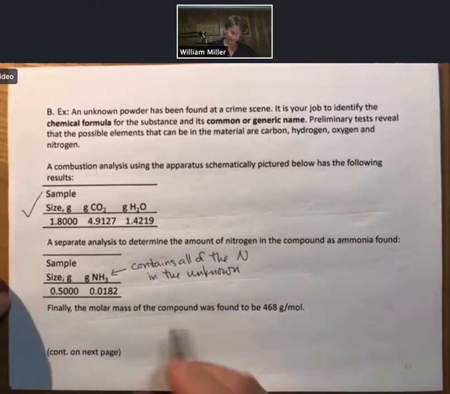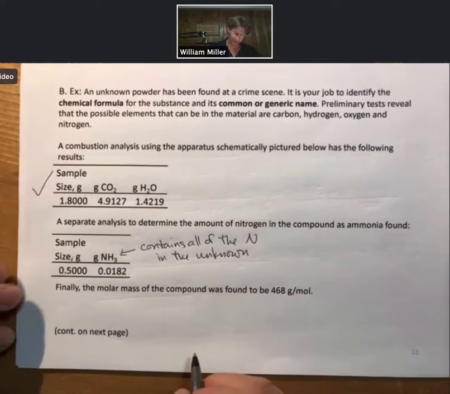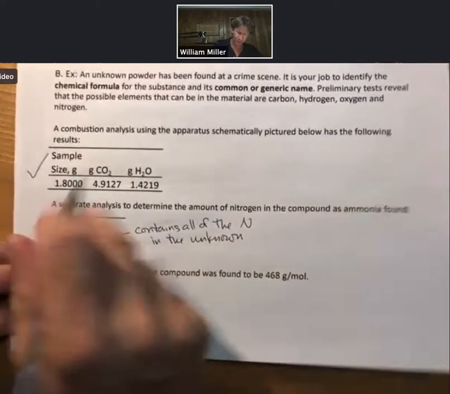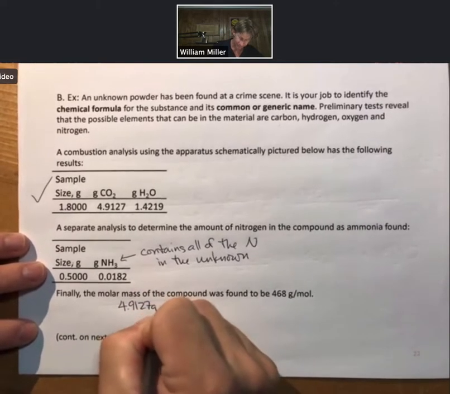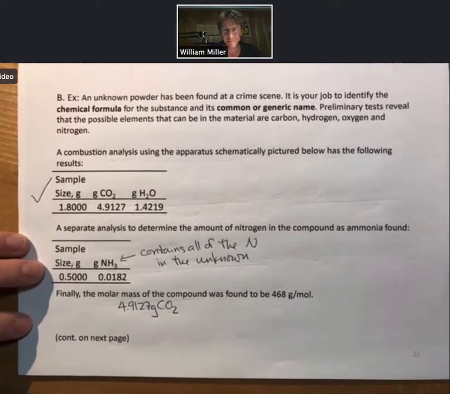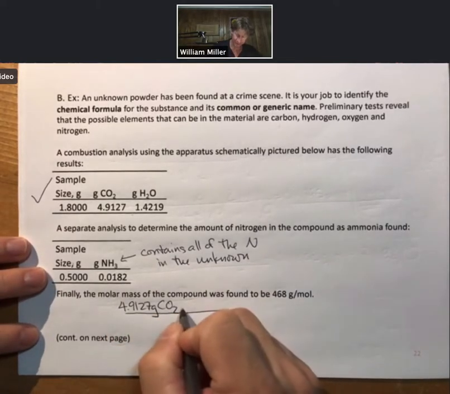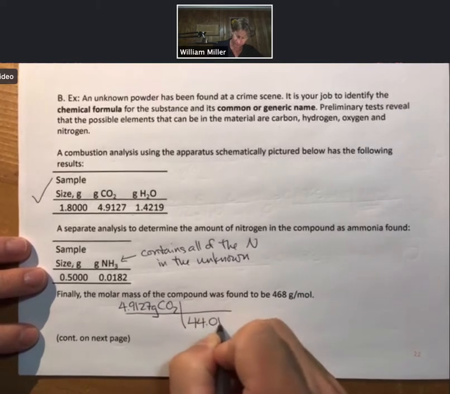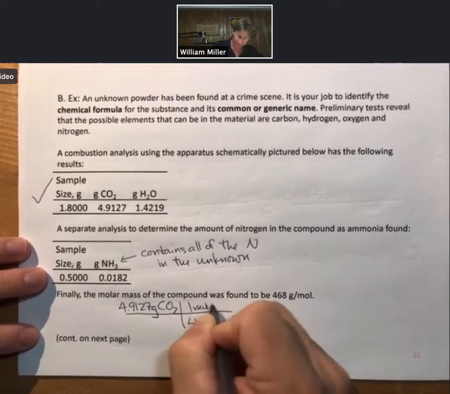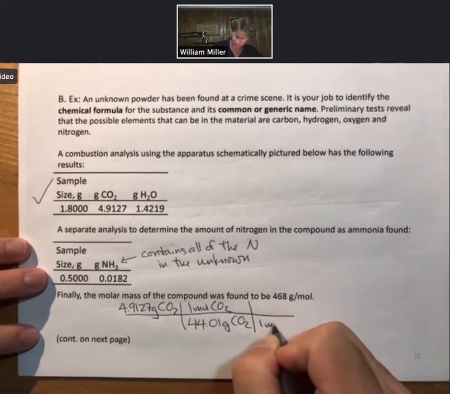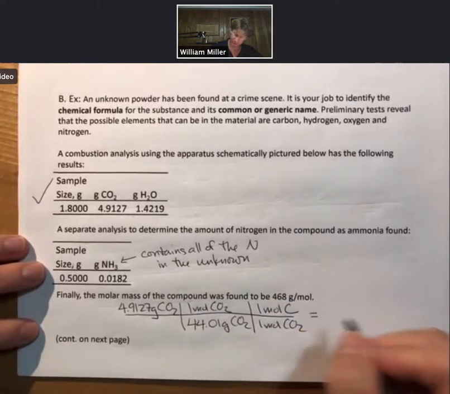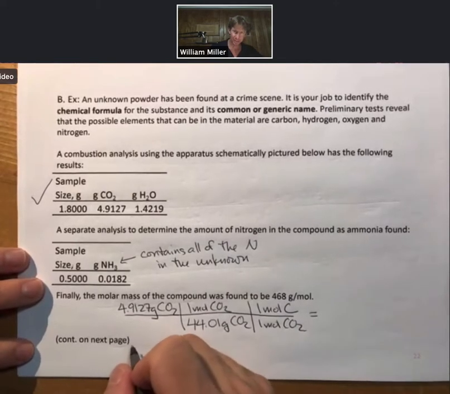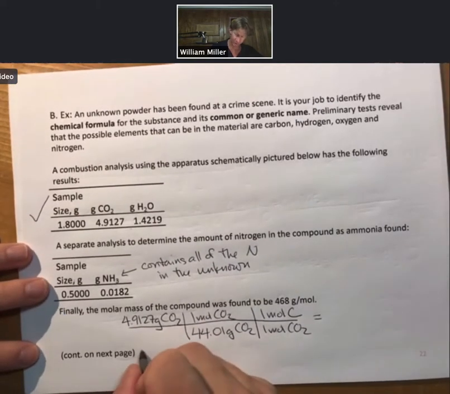All right. Now, I'll do a little bit of work here, but we're going to continue on the next page in a minute. Let's start with this. We know our grams of carbon dioxide, 4.9127. That's a lot of sig figs. And for this particular problem, I will ask you to keep them, or at least many of them. There are 44.01 grams of CO2 per one mole. And in one mole of carbon dioxide, there's one mole of carbon. We'll at least squeeze in the bottom here. Similar results for the H2O.